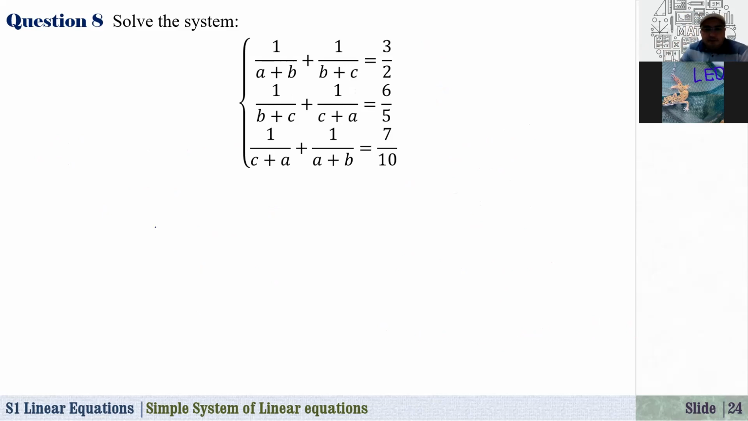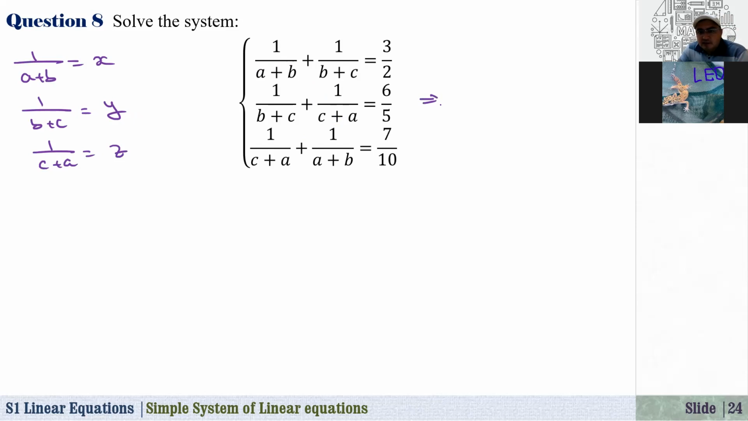Another example here, if you remember, how did we solve this kind of questions? Even without this, we can do this, but let me just use that method. Let me introduce new variable here. 1 over a plus b, let's say, is equal to x, and 1 over b plus c, let's say, is y, and 1 over c plus a, that's equal to z.